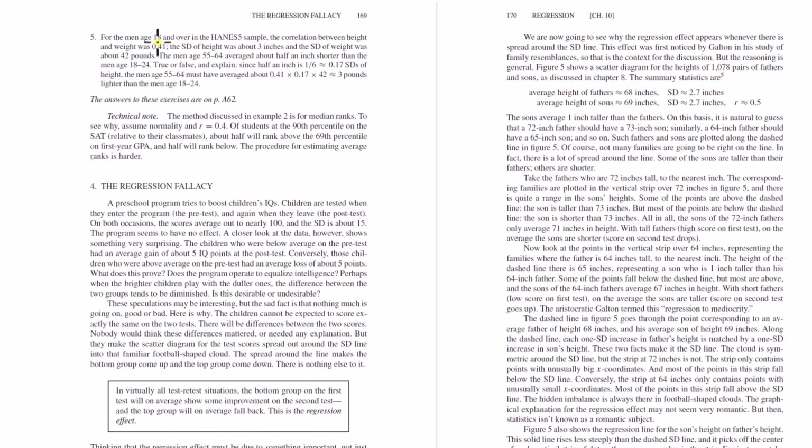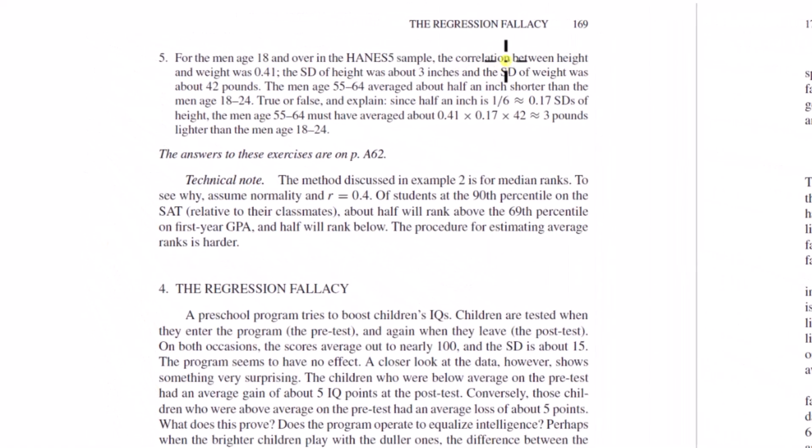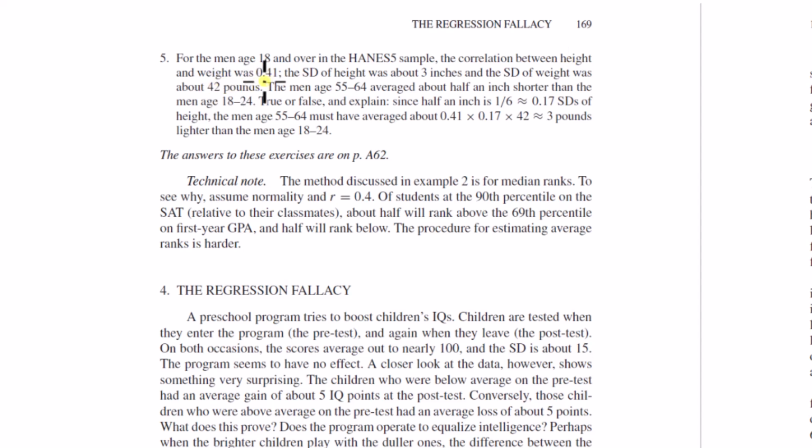Okay, for the men age 18 and over in the Haynes 5 sample, the correlation between height and weight was 0.41. The standard deviation of height was about 3 inches, and the standard deviation of weight was about 42 pounds. The men age 55 to 64 averaged about half an inch shorter than the men age 18 to 24. True or false, and explain: since half an inch is about 0.17 standard deviations of height, then the men age 55 to 64 must have averaged about 3 pounds lighter than the men age 18 to 24. Well, no, false.